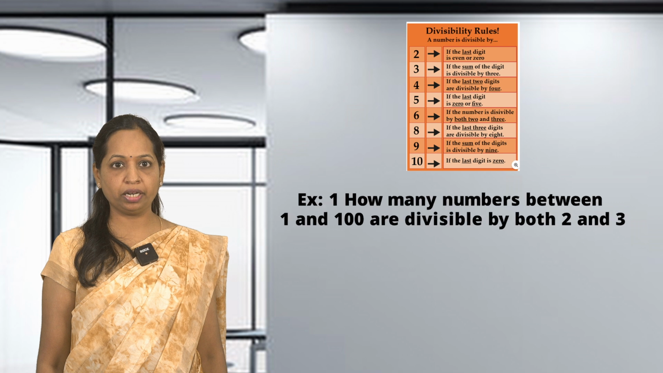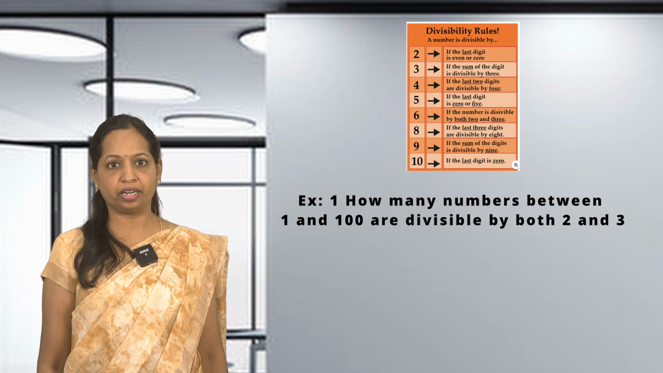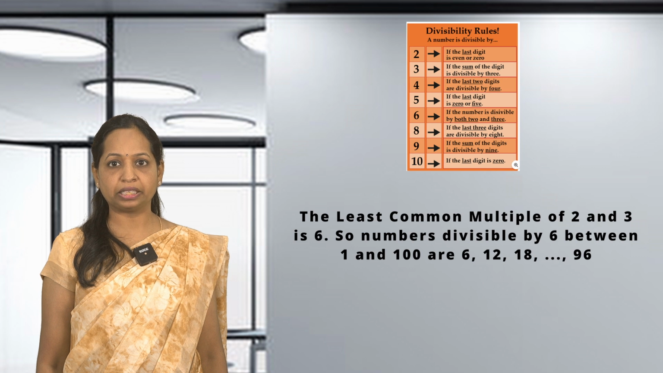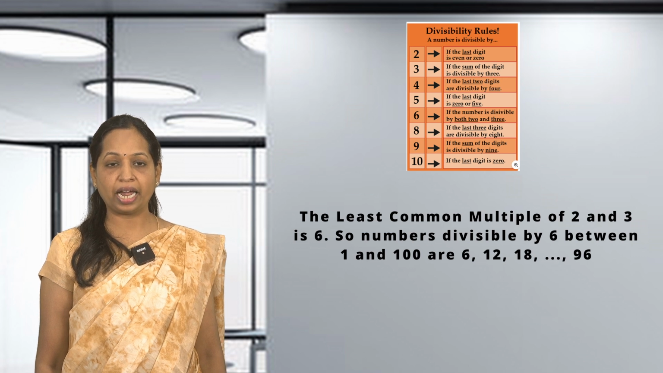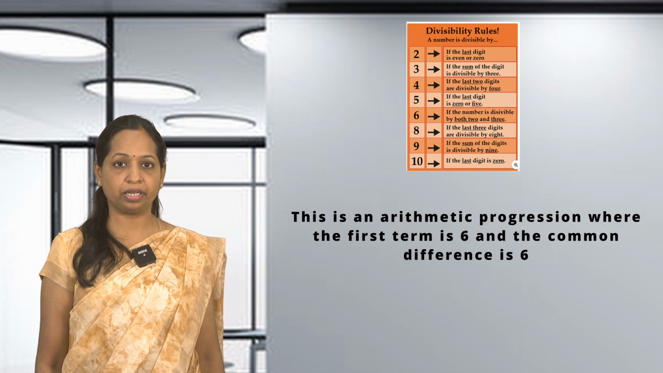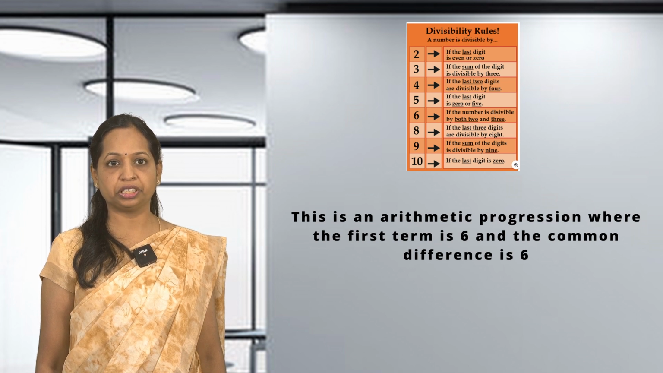Example 1. How many numbers between 1 and 100 are divisible by both 2 and 3? The least common multiple of 2 and 3 is 6. So, numbers divisible by 6 between 1 and 100 are 6, 12, 18, up to 96. This is an arithmetic progression where the first term is 6 and the common difference is 6.